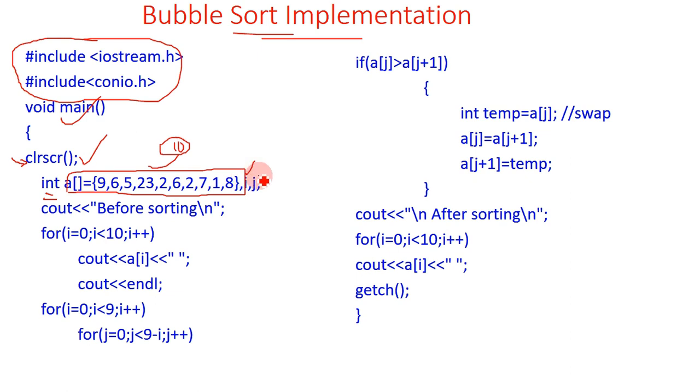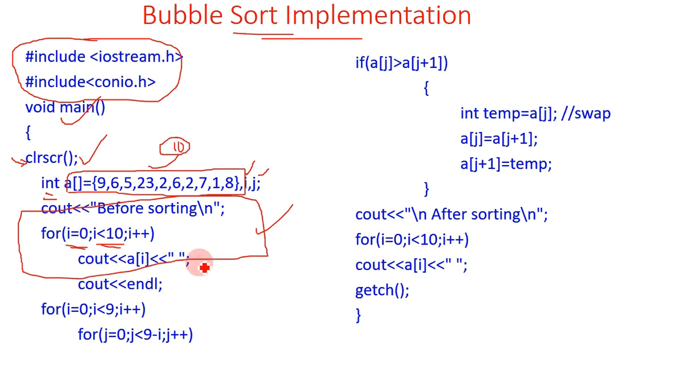i and j are the subscripts. Before sorting the array, this loop is used just for traversing all the values of the array. The i starts from 0 and i is less than 10, meaning 0 to 9, a total of 10 values.